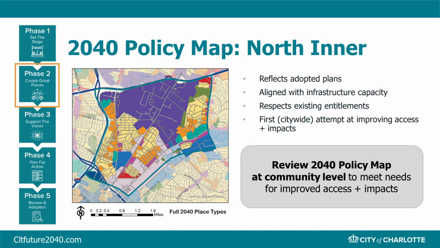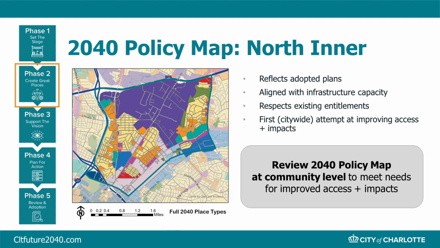In Phase 2, we'll review the place type designations within the 2040 policy map for this geography. These designations are based on guidance from the Comprehensive Plan and significant input from the community. They were applied citywide to ensure future growth is aligned with infrastructure capacity and distributed equitably. In this process, we'll look for opportunities to refine the place type designations to provide better access to amenities and housing and reduce environmental impacts in your area.